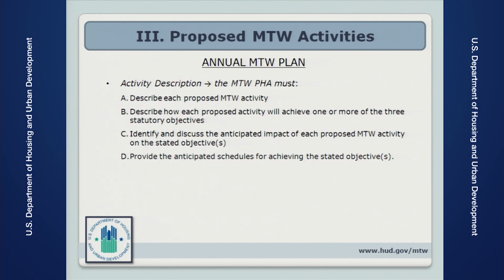Third, you need to identify and discuss the impact of the activity on the stated statutory objective or objectives. And that needs to be more detailed than the initial description of which statutory objective or objectives is applicable. So here you're going to maybe talk about the primary impacts that you're expecting from the activity. There may be some secondary impacts that are relevant but not quite as much of a focus, and you'll want to have a discussion there about both the primary and secondary impacts. And that should also include potential negative impacts of an activity.